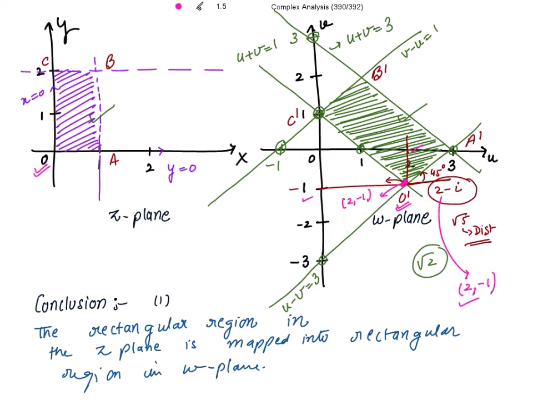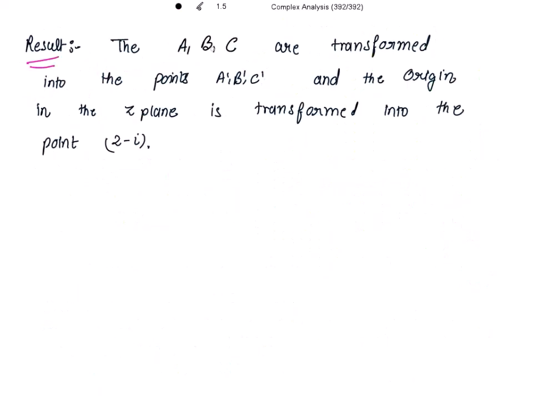So let's write this. The points A, B, C are transformed into the points A dash, B dash, C dash, and the origin in the Z plane is transformed into the point 2 minus iota, that is 2, minus 1, in the W plane. Alright, thank you.